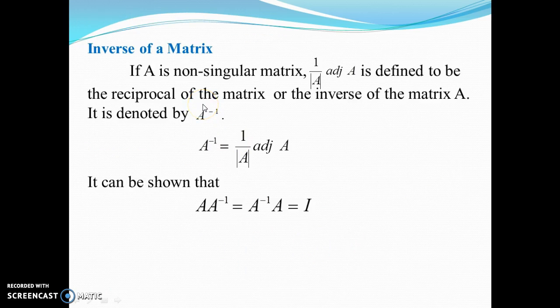Inverse of a matrix. It is simply denoted as A inverse. A inverse is equal to 1 by mod A into adjoint A. Also, it is shown that A into A inverse equals A inverse into A, which is equal to the identity.